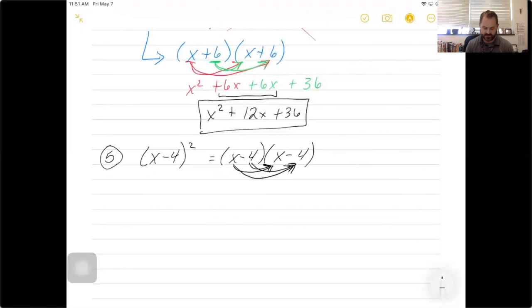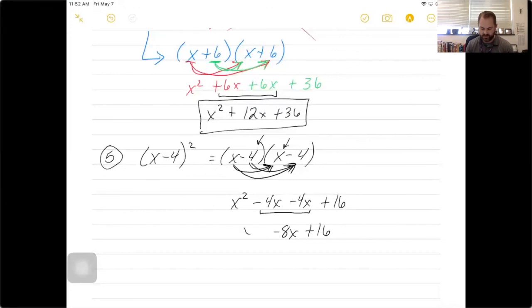When you do x times x at the beginning, we get x squared. x times negative 4 is minus 4x. Then this negative 4 times the x here gives me another negative 4x. And at the end, negative 4 times negative 4 gives me positive 16. So remember that negative times negative is positive. Now I'm going to add these two in the middle to equal negative 8x. Bring down your plus 16 at the end. Bring down your x squared. There's already a negative, so I treat that as a minus. And that's my answer. So this is a skill you're going to need to do.